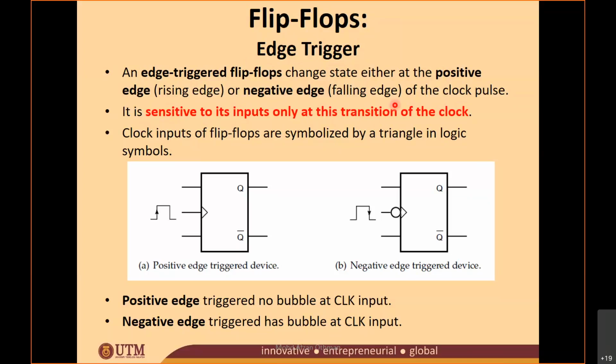So the output only changes when your clock is at a rising edge or a falling edge. Other than that, the output of the flip-flop will follow the previous Q, which means no change to the output. Clock input of a flip-flop is symbolized by a triangle in the logic symbol. So every time you see the triangle in your logic symbols, you know that it belongs to a flip-flop. Okay, let me give an example.